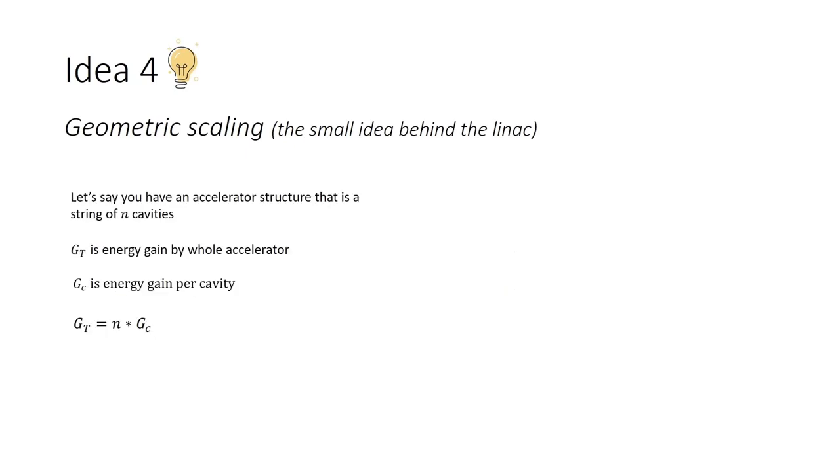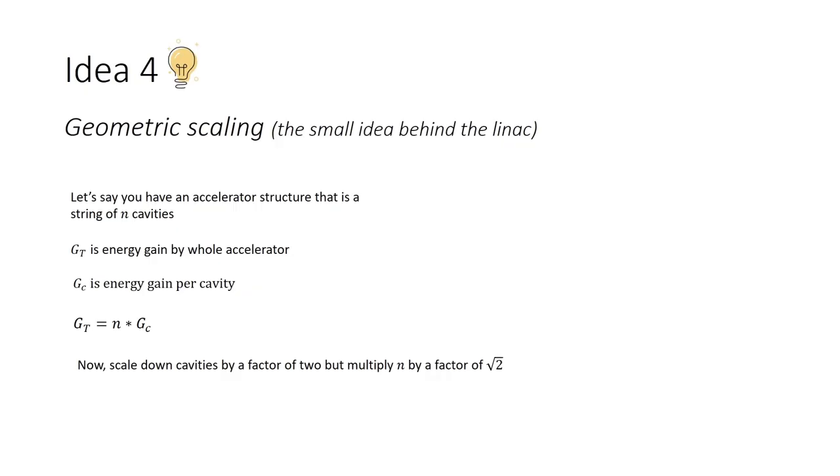So just to see this strangeness in action, we're going to take a concrete example. Let's say you have an accelerator structure that is a string of N cavities. We're going to call G subscript T the total energy gain of the whole accelerator. G subscript C is the energy gain per cavity, and N is the number of cavities. So you get G_T equals N times G_C. Now, we'll scale down cavities by a factor of 2, but we'll multiply N by a factor of square root of 2. Ignore the fact that you get fractional cavities here.